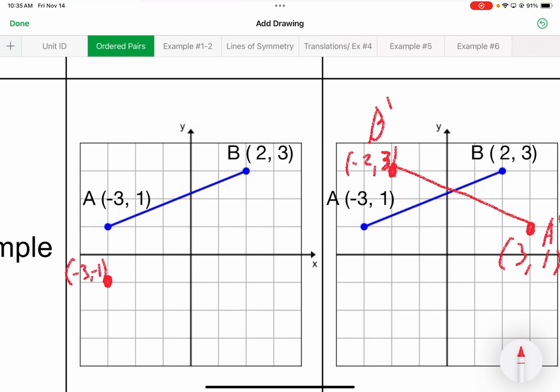Does that work in accordance with our rules? My x coordinate stayed the same. My y value went from 1 to negative 1. It changed the sign, right?